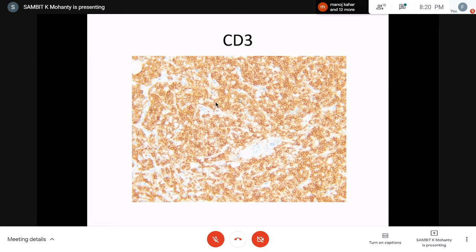You can also add the gene rearrangement IGH and TCR for the same. You're right. The block is there, so a lot can be done. Thank you, Pulkit, and thank you all of you. Okay, the next one.